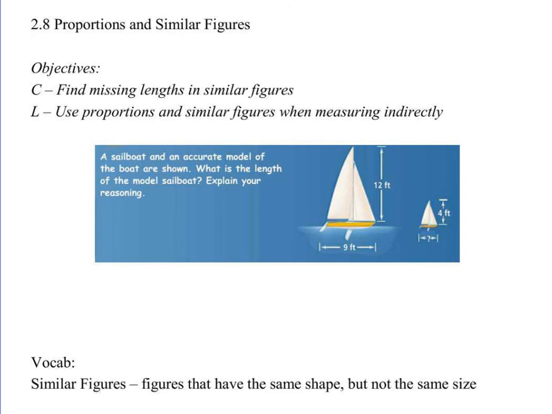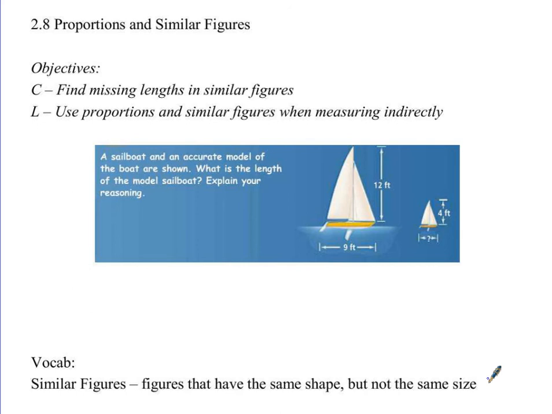If you need to know a missing length on a similar figure, similar basically means that you have the same exact shape, but they're not the same size. So like a scale model of, I don't know, a car or something. Exact same proportions, but it's just smaller. I'm sure you've all worked with scale models before, you've seen them before, so you know what I'm talking about.